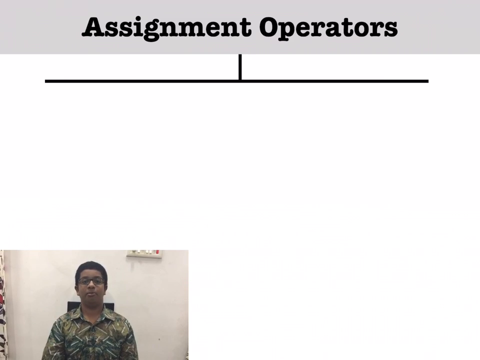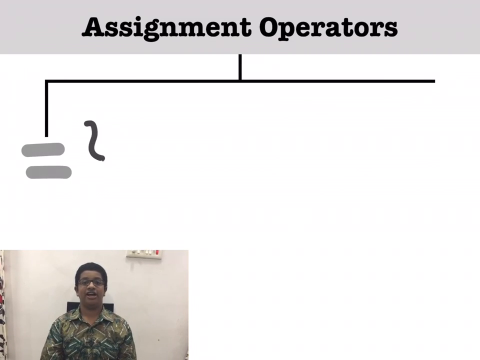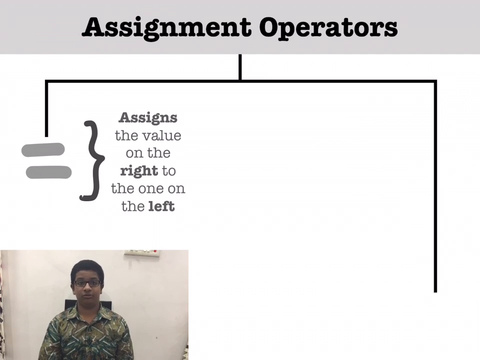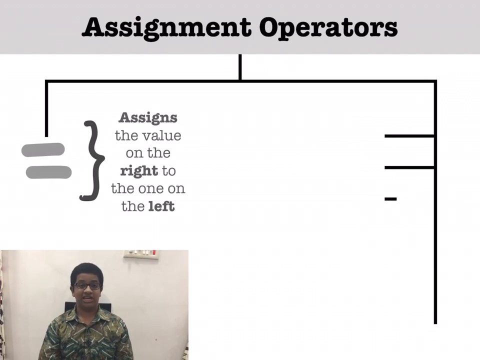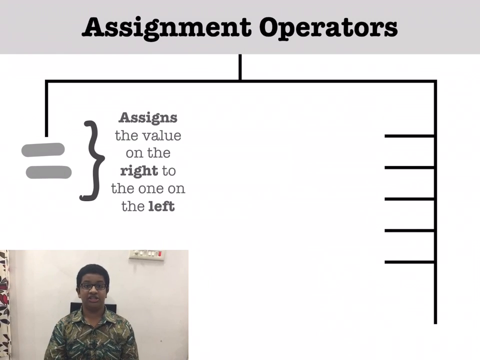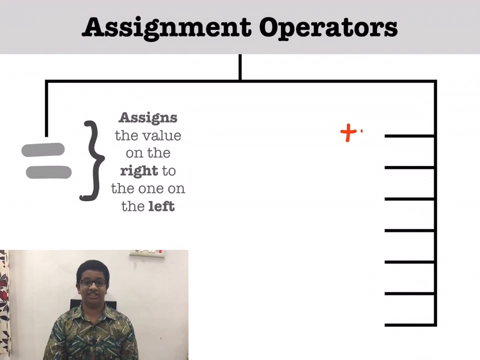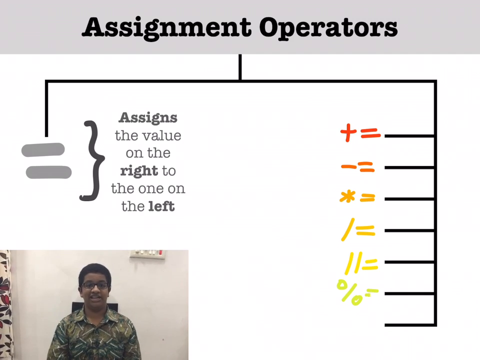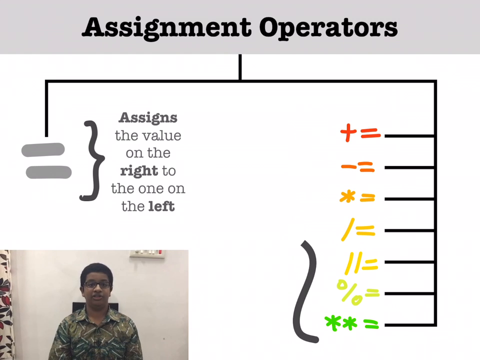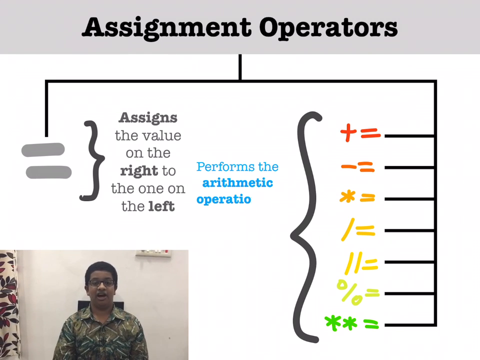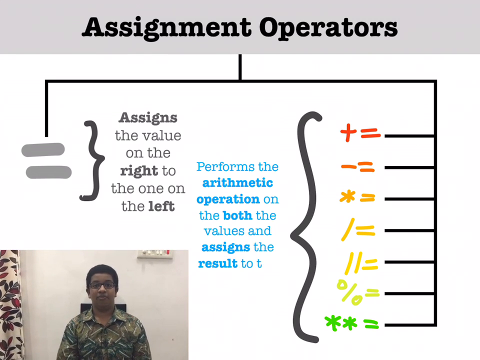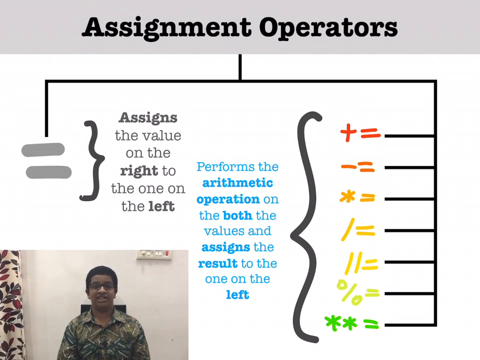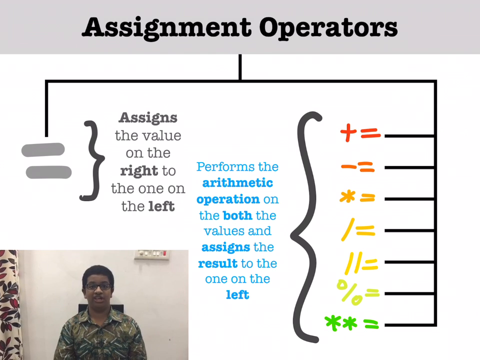Now I would like to talk about the assignment operators. There are 8 assignment operators: equals, plus equals, minus equals, asterisk equals, slash equals, double slash equals, percent equals, and double asterisk equals. The first one is used for assigning the value on the right to the value on the left. The other remaining operators first perform an arithmetic operation on both the values and then assign the result to the value on the left.